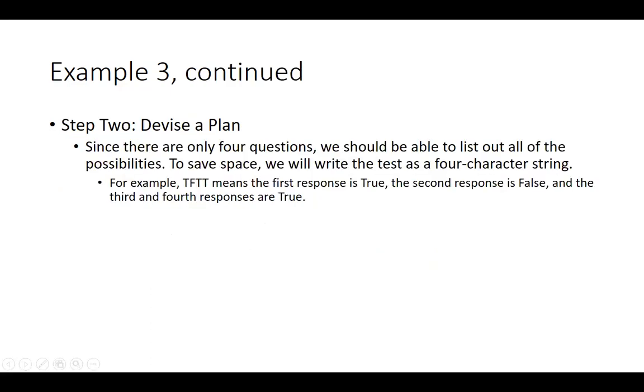Step 2, devise a plan. Since there are only 4 questions, we should be able to list out all of the possibilities. To save space, we will write the test as a 4-character string. For example, TFTT means the first response is true, the second response is false, and the third and fourth responses are true.